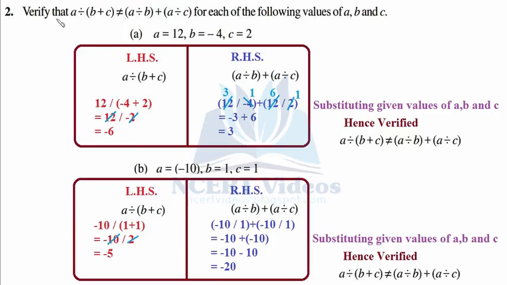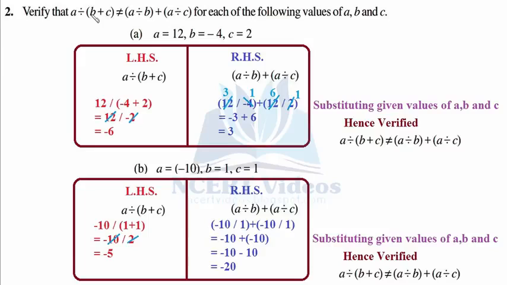Second, verify that A divided by the bracket B plus C is not equal to A divided by B plus A divided by C. Basically it wants to state that division is not associative. We cannot say A divided by B plus A divided by C as we did in the case of multiplication, because multiplication is associative in nature, for each of the following values of A, B, C.